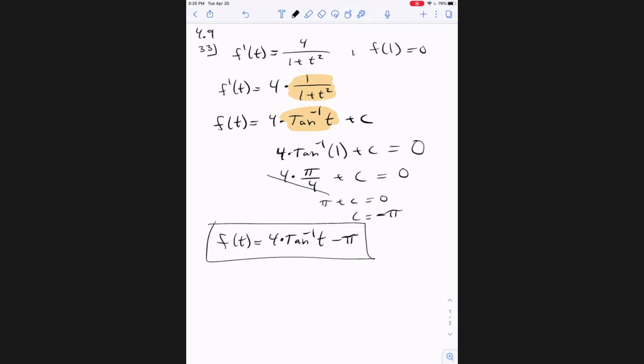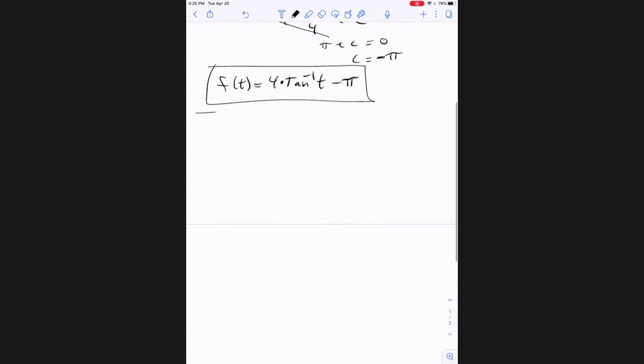So 4.9 was 1 through 33 odd. Well, that was 33. Let's do 35. I didn't assign it, but let's see how we do on it.